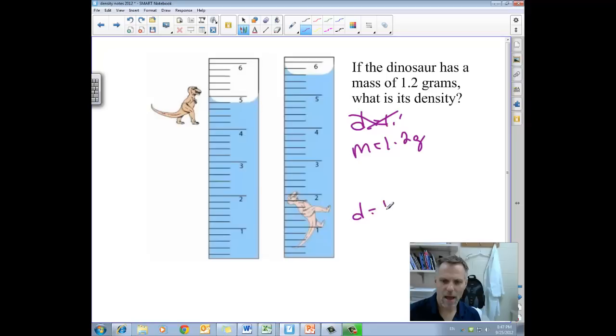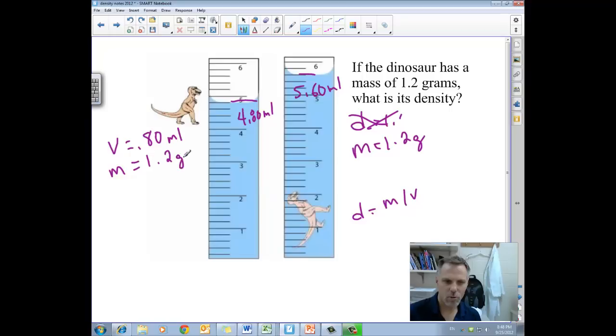Density is mass divided by volume. So if density is mass divided by volume, we've got to figure out what the volume is. Going over here, we've got a volume of about 4.80 milliliters. And over here, we have a volume of 5.60 milliliters. So through water displacement, the difference in this water level, we found out that the volume is going to be 0.80 milliliters.